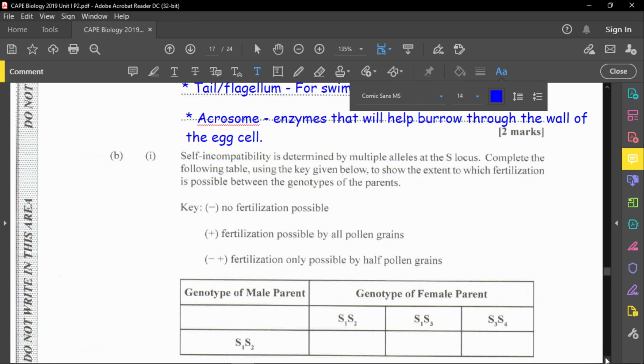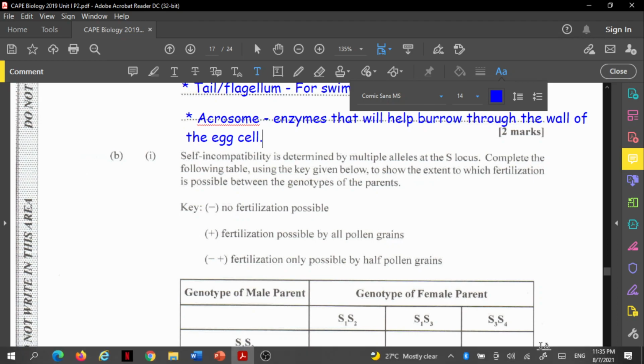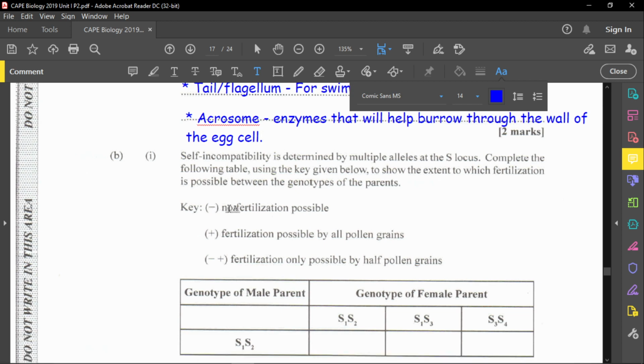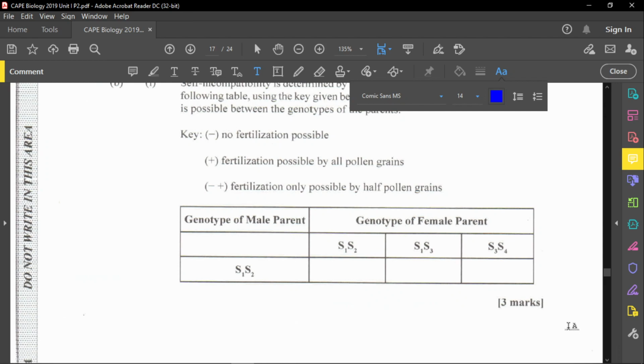All right, so let's now look at the key that they gave us, so we can quickly master this and run through it. A negative means no fertilization is possible, none at all. That means it is totally incompatible. A positive sign means that fertilization is possible by all pollen grains. A plus and a minus, or a minus and a plus, means that fertilization is only possible by half the pollen grains. And if you think about the word self-incompatibility, it means that you're incompatible to yourself.